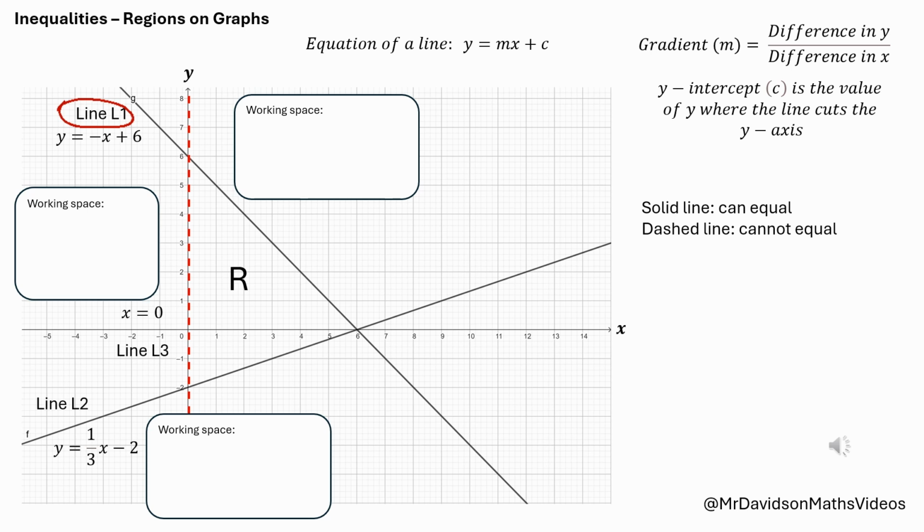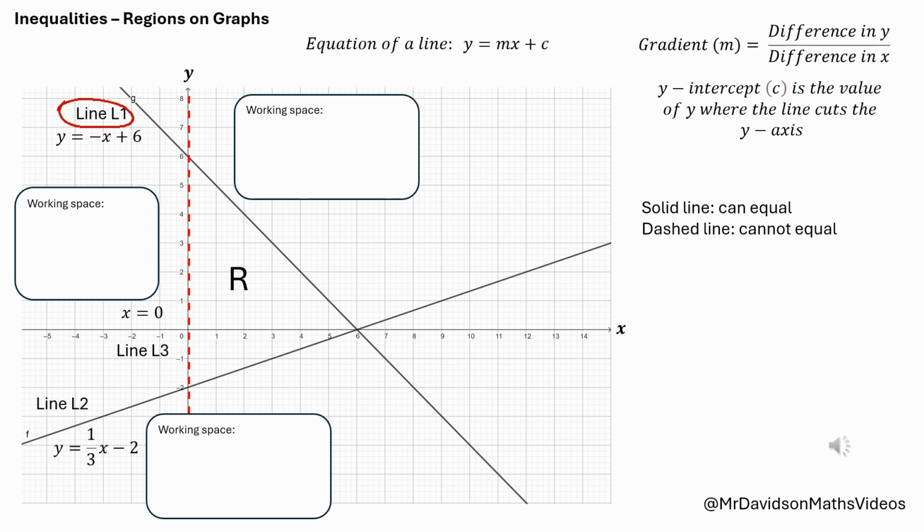Then let's look at line L2. This is the equation y equals 1/3 x minus 2. The region is above this, so we want greater than. But it's a solid line, so it can also equal, so it's greater than or equal to. So y is greater than or equal to 1/3 x minus 2.